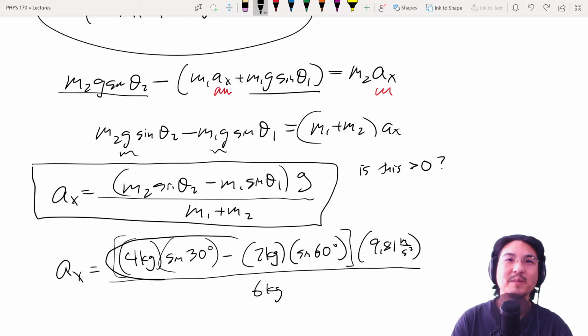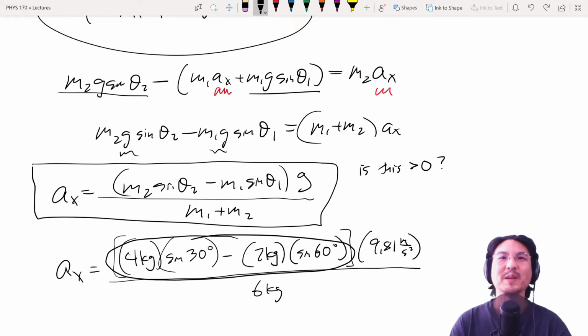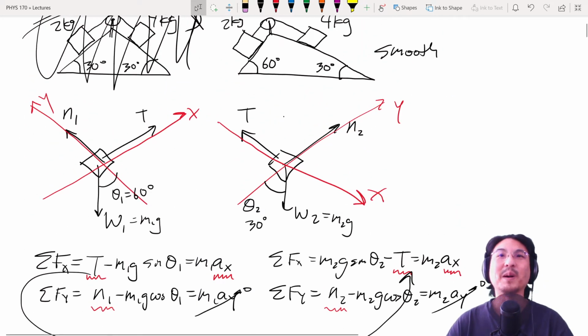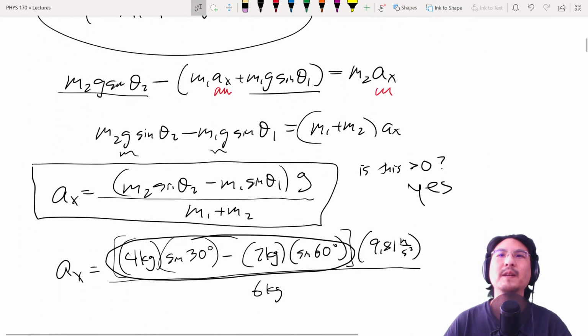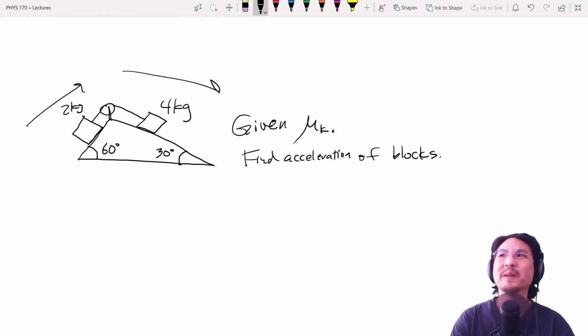So that means this number is positive, and that's positive, and that's positive. So the entire thing is positive. Yes, right? So I happen to pick my axes in the positive direction. It was just a 50-50 chance. So now we know they're definitely going to slide this way and this way.